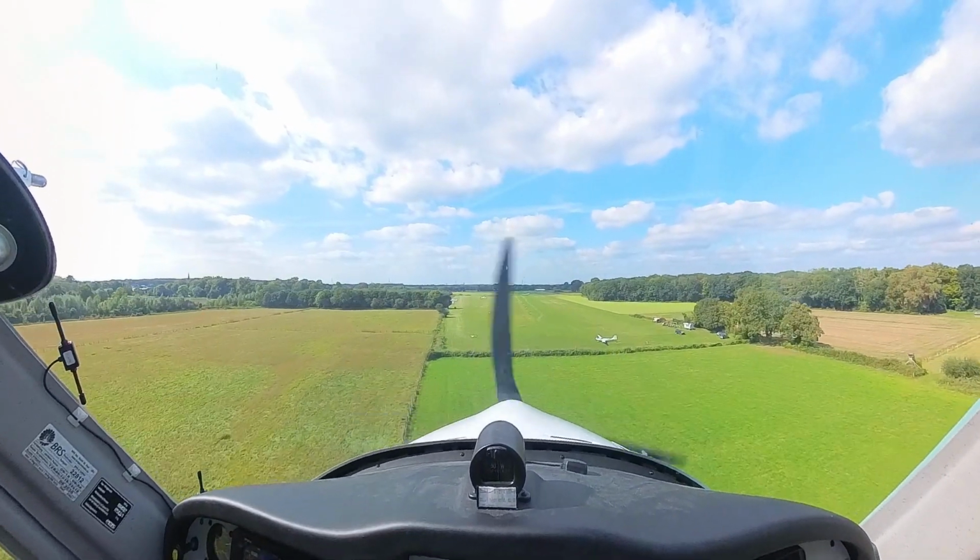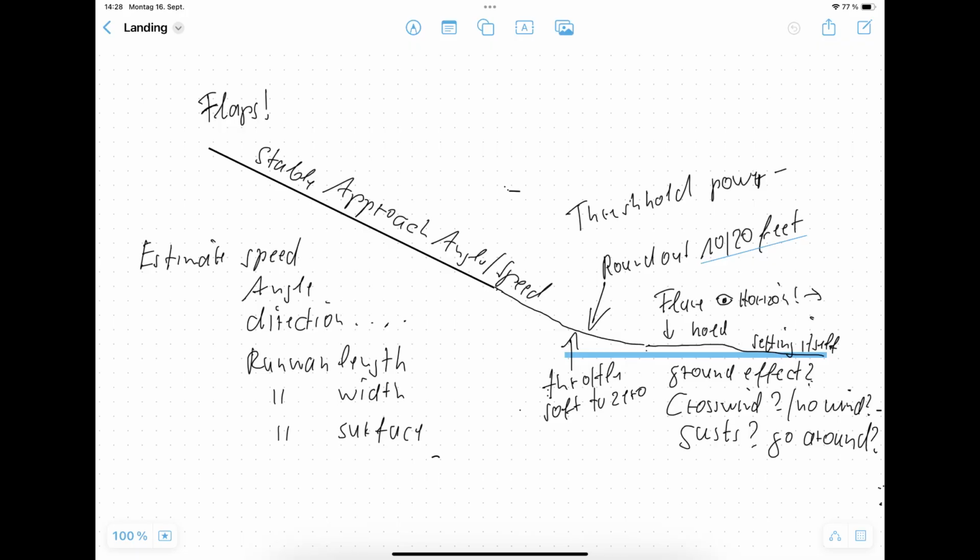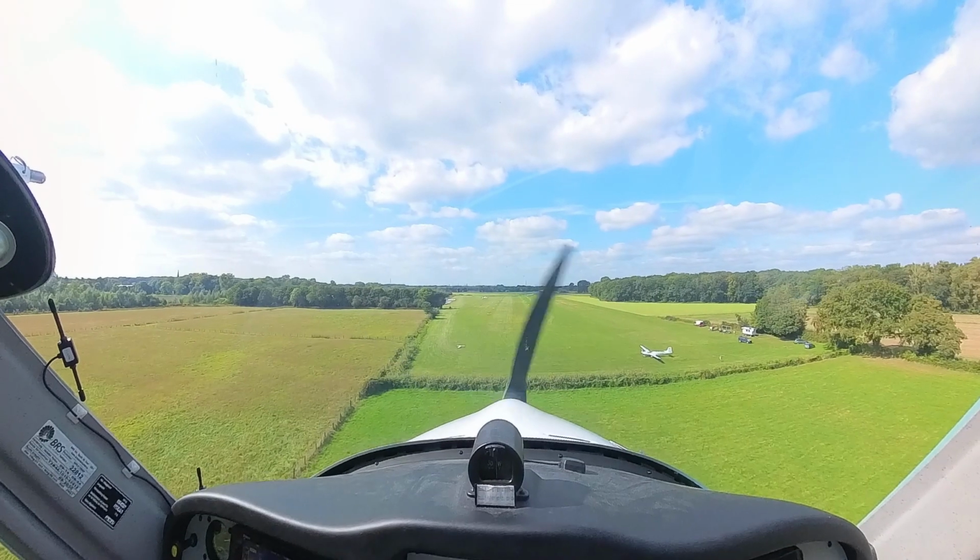But at that point, once I'm over the trees, you see, this is the threshold where I put the throttle to 0 and do this sort of round out, this little curve, to about 10 to 20 feet. And then I get into a flare and holding the plane and look out for the horizon to hold it. You're going to see this right now.